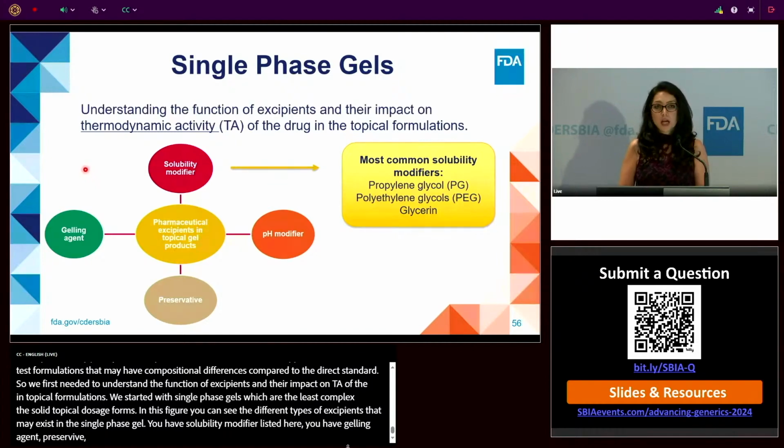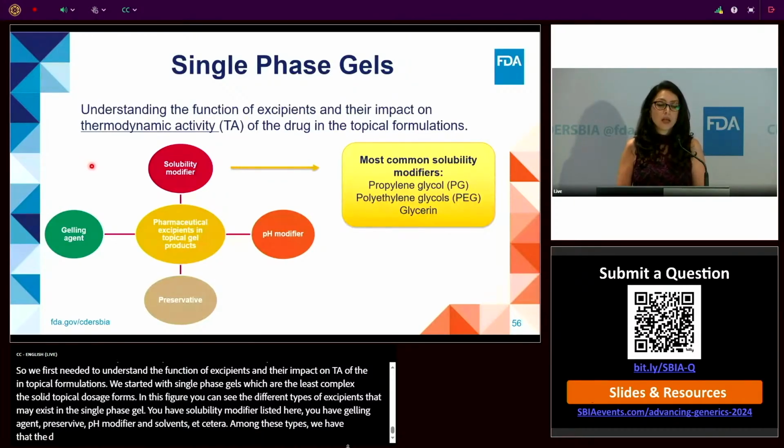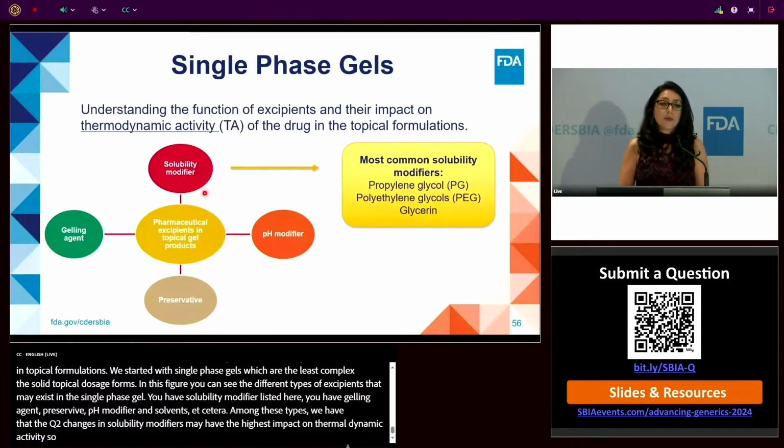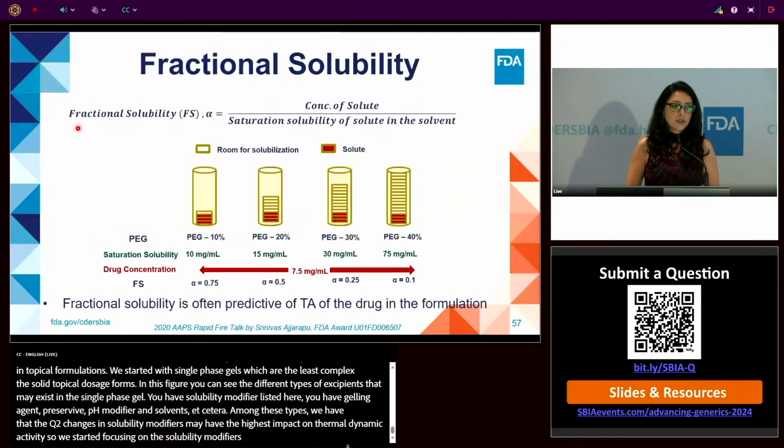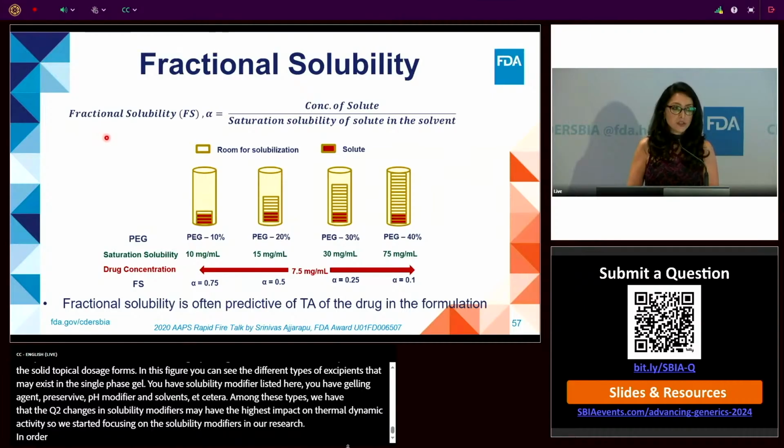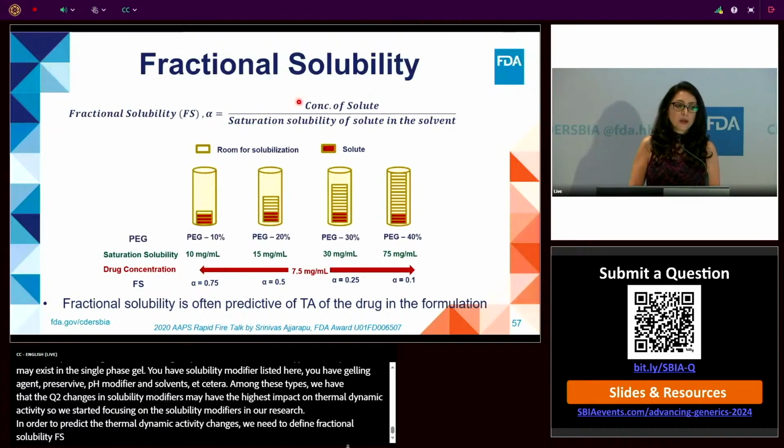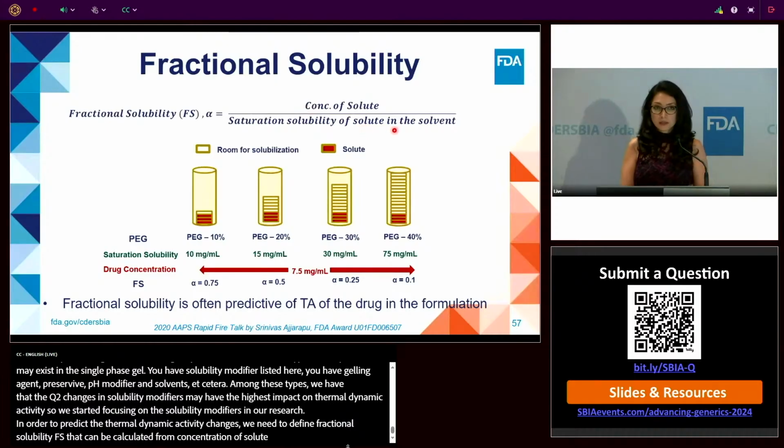And among these different types of excipients, we identified that probably the Q2 changes in solubility modifiers may have the highest impact on thermodynamic activity. So we started focusing on the solubility modifiers in our research. And in order to predict thermodynamic activity changes, we first needed to define fractional solubility, or alpha, which can be calculated from concentration of solute divided by saturation solubility of the drug or solute in the solvent.